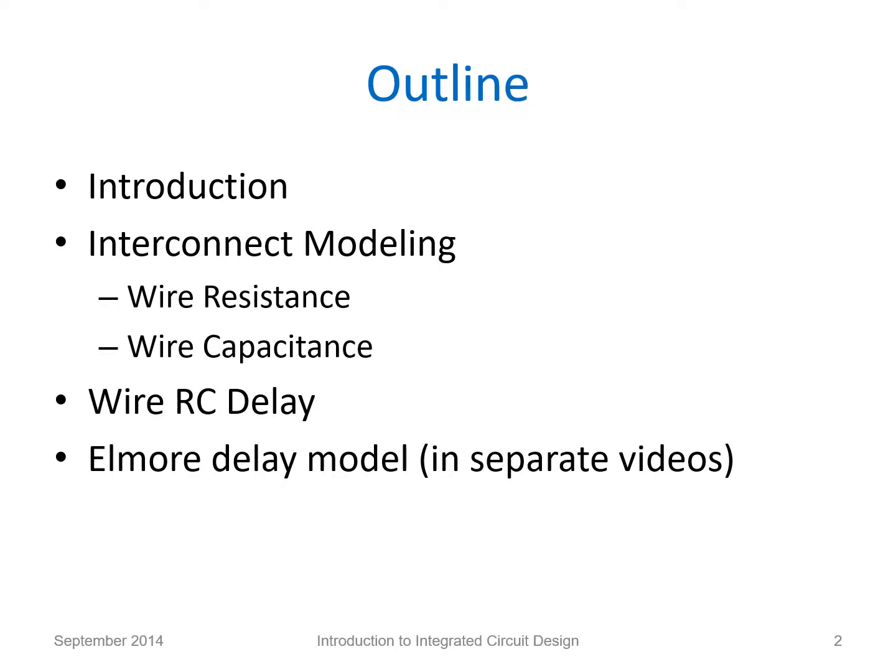This slide shows the lecture outline. In the lecture, we are going to look at interconnect modeling, including the wire resistance and the wire capacitance. We look at the wire RC delay and introduce the Elmore delay model to handle wire delay.